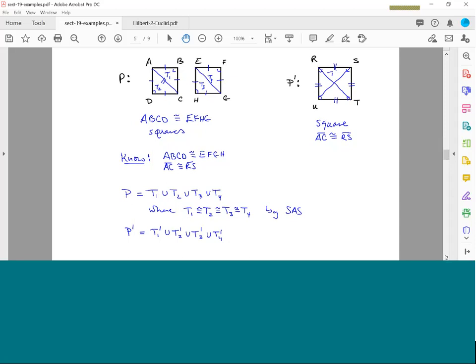So here we can label these T1 prime, T2 prime, T3 prime, T4 prime. And this is where I'm going to skip steps. I am going to claim that these 4 triangles are also going to be congruent to each other.